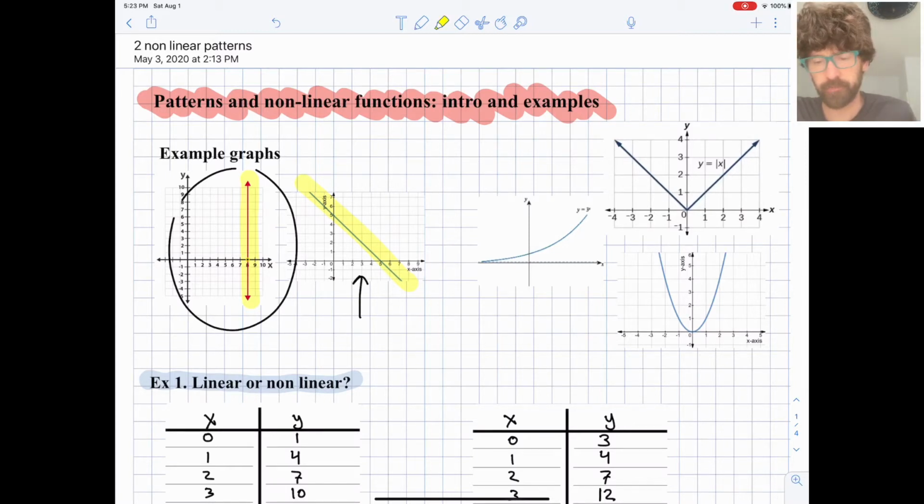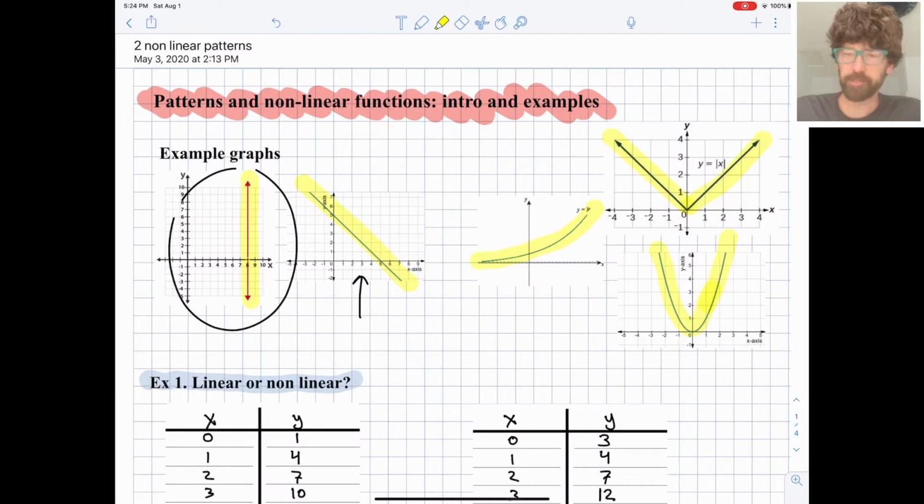So this is an example of an exponential function. This is an example of an absolute value function. And this is an example of a quadratic function, which creates a parabola. Okay. The absolute value function, you can see, is composed of two rays, or two half lines. So in some ways it has a linear component to it, but it is a nonlinear function.